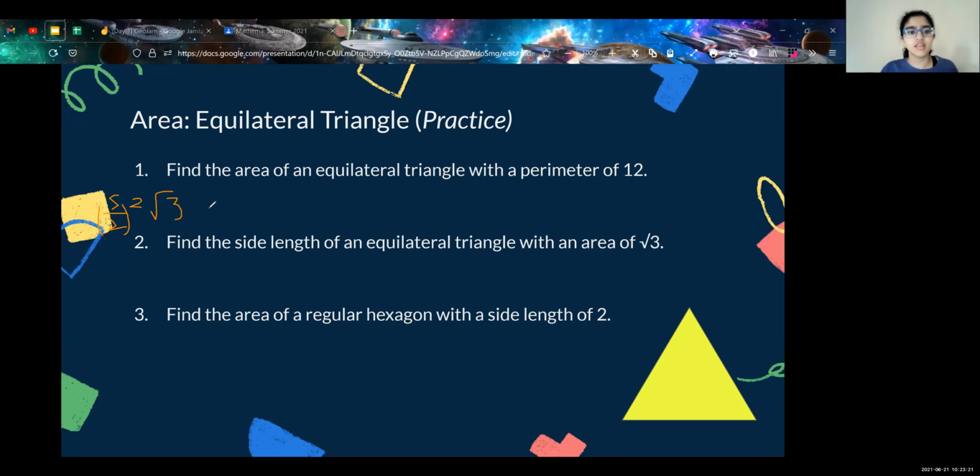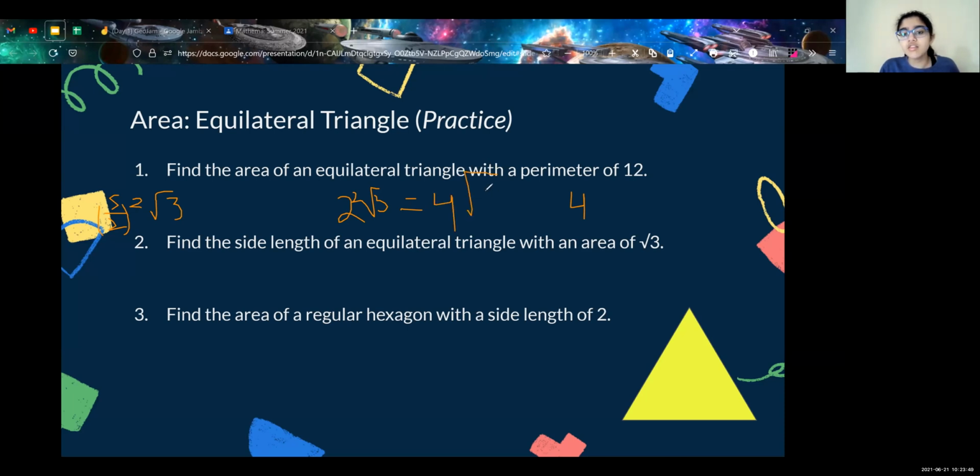So for number 1, since this is the formula, s over 2 squared radical 3, right? So the perimeter is 12, right? So since the 3 sides are equal to each other, that means each of the side lengths is 4. So we just plug 4 into this equation, and we get 4 over 2, which is 2 squared radical 3, right? So this would be 4 radical 3. So that would be the area of the first one.